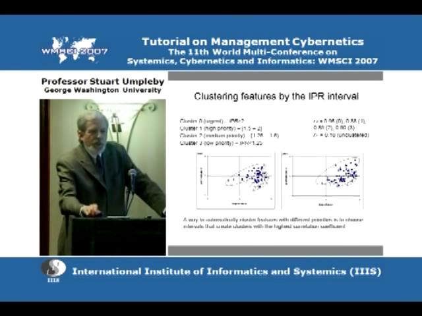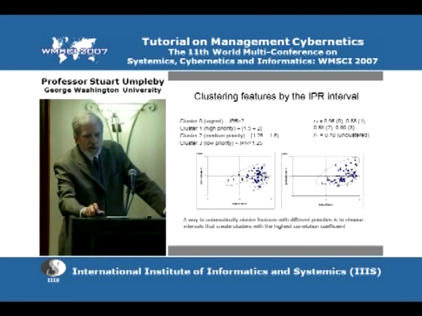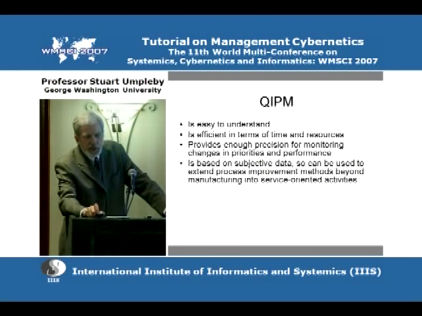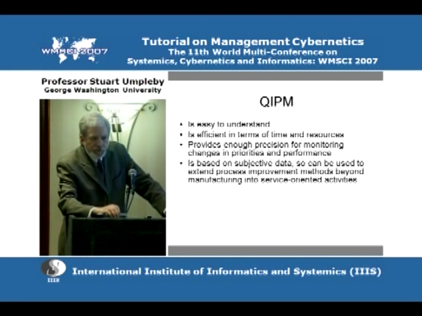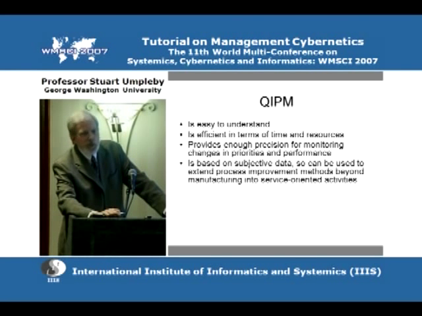So with this method, you can do several things. You can establish priorities of a democratic nature as opposed to a top-down nature. You can track your progress in terms of seeing how the dots move over time. And you can discover new issues. So it's efficient in terms of time and resources. It only takes a few minutes to fill out one of these questionnaires each year. It provides enough precision for monitoring changes in priorities.